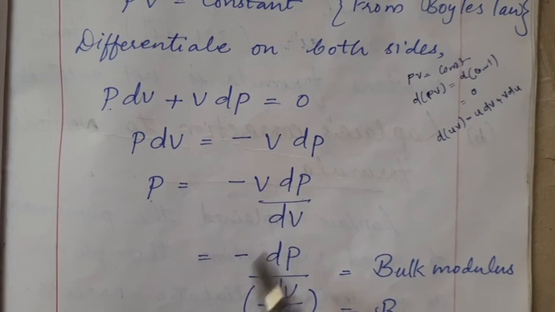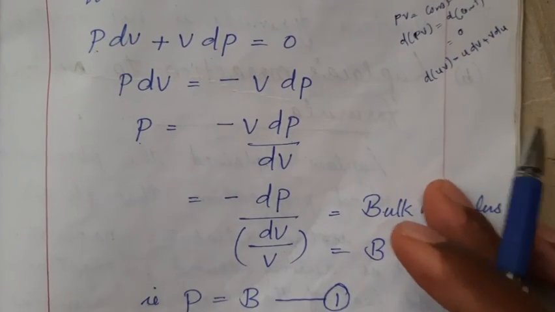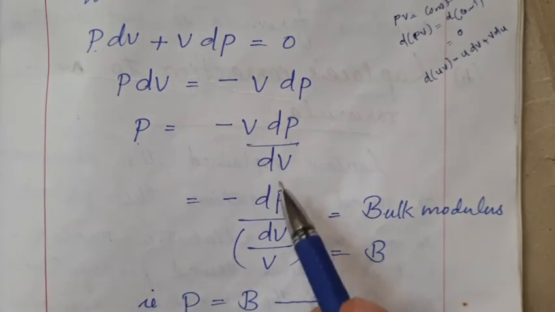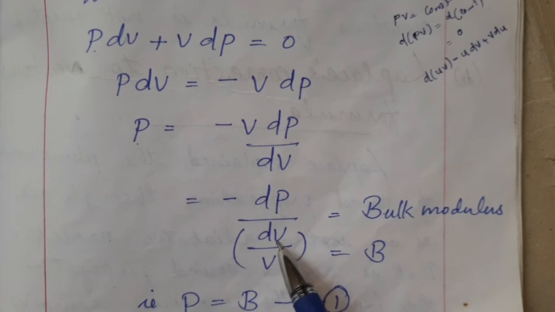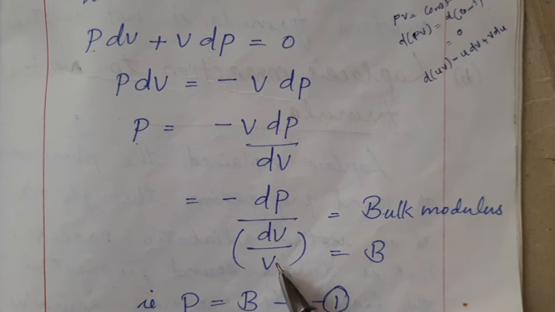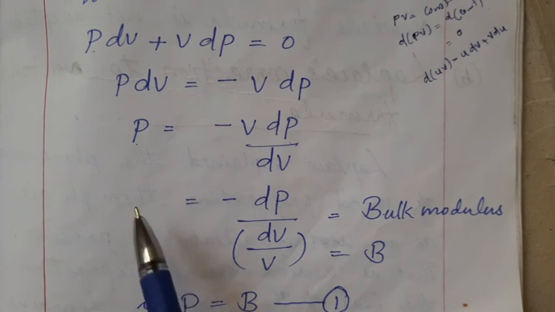Now I will make a little modification. This term dV and V, we take V to the denominator, dV by V I can write. But dV by V is change in volume by original volume. This is the volume strain, change in volume by original volume. Pressure is here, change in pressure by volume strain, that gives the bulk modulus. So what Newton understood is, if you consider this process as an isothermal process, the pressure and bulk modulus are equal.